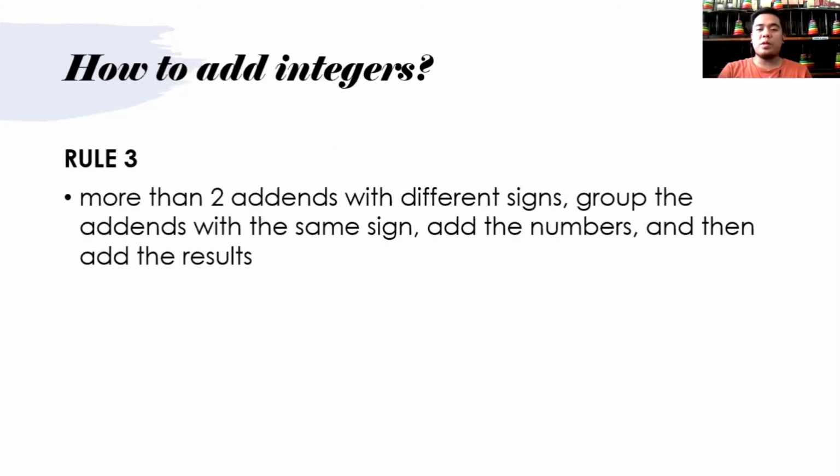Another, rule number 3. If there are more than two addends with different signs, group the addends with the same sign and add the numbers, and then add the results. So we are going to do the regrouping if the given is more than 2. So we have 3, 4, and so on. So i-combine natin or i-regroup natin so that it will be easier for us to add the numbers.